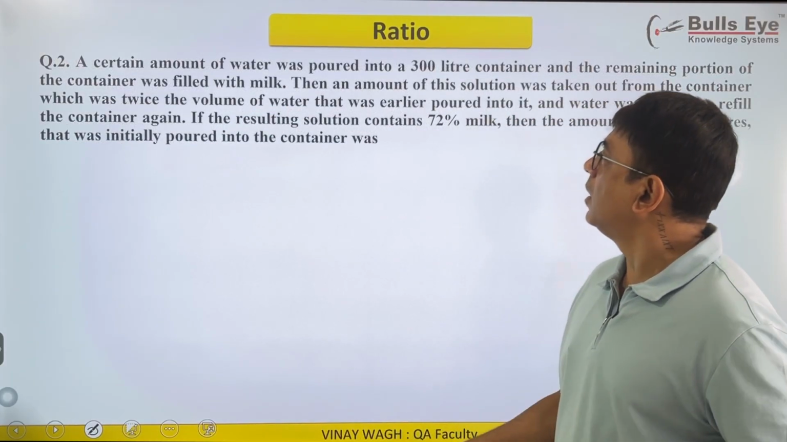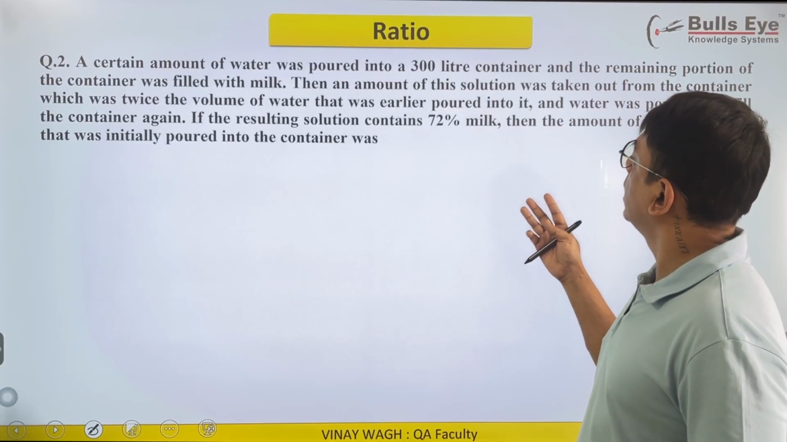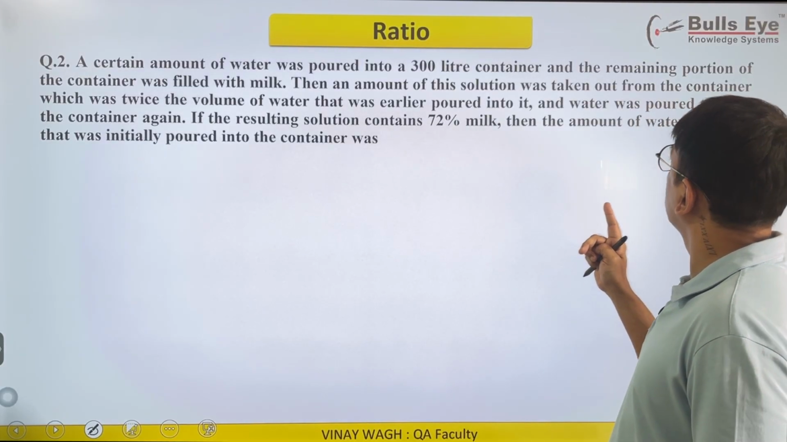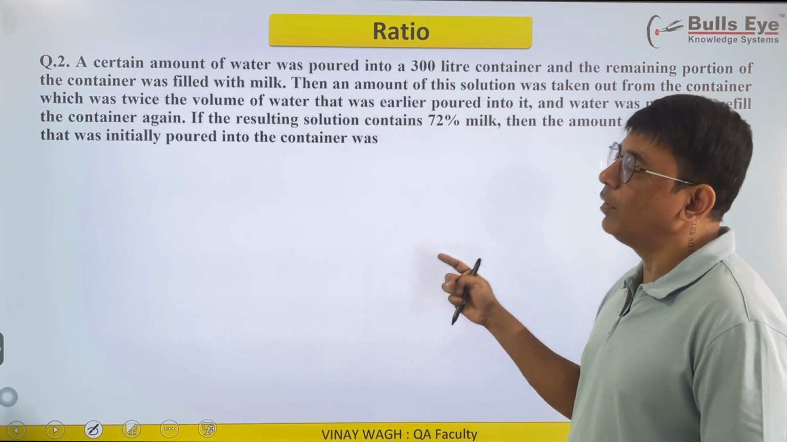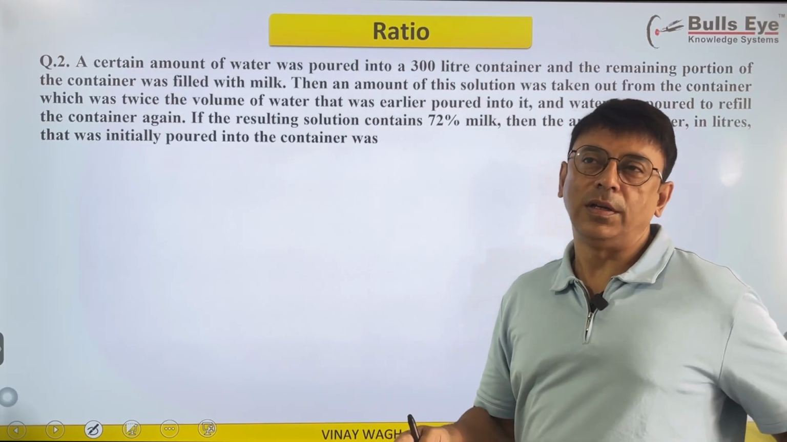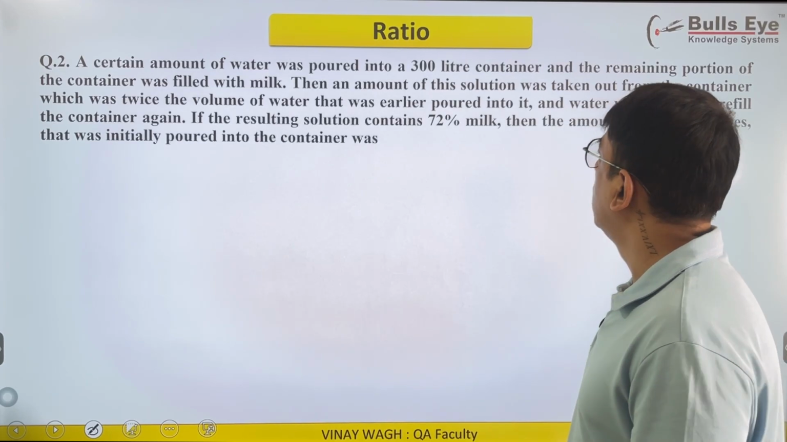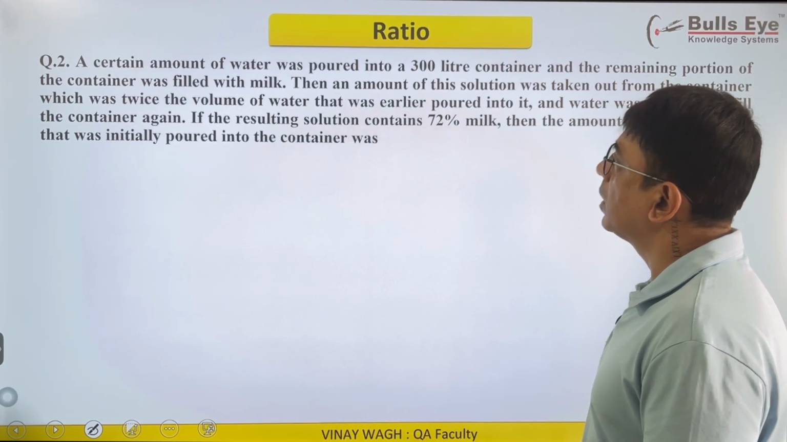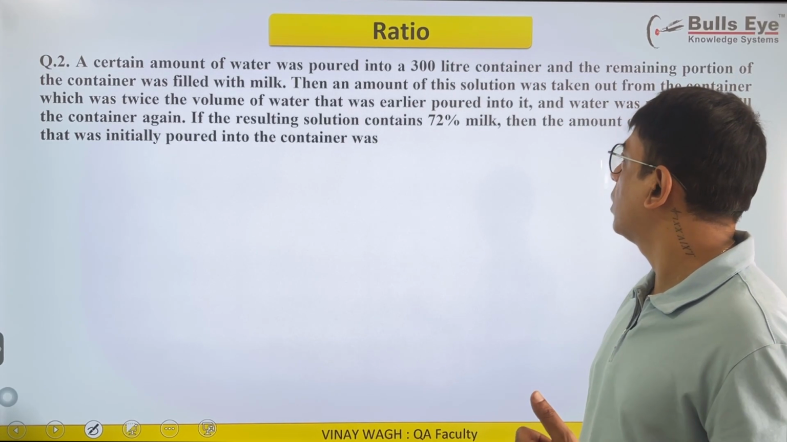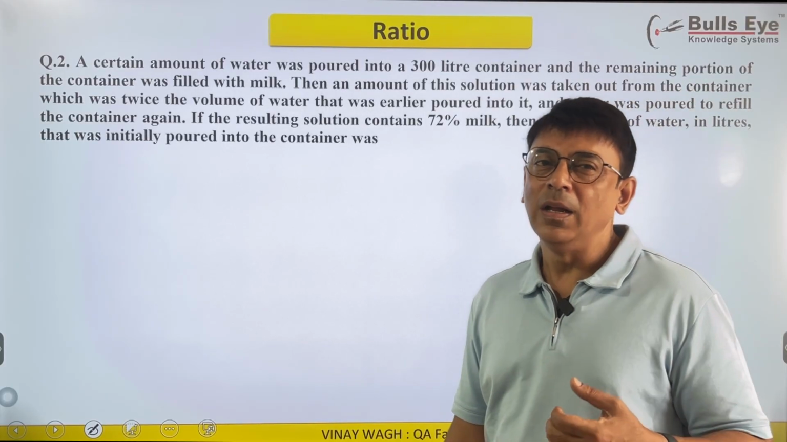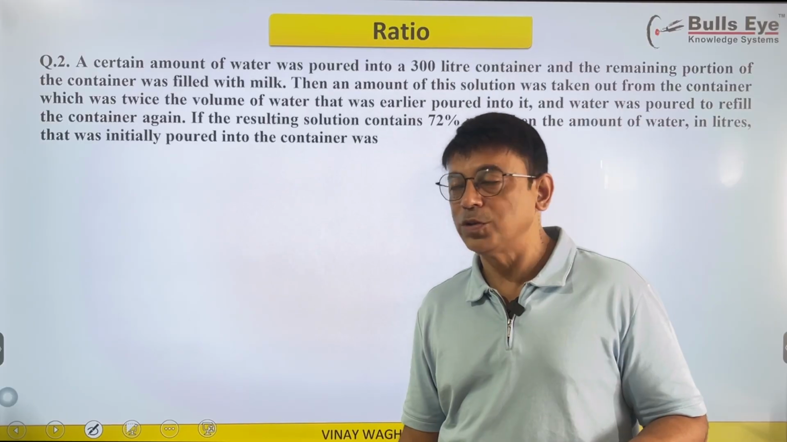Next, a container has water in 300 liter mixture. An amount of water was poured in, making a 300 liter mixture, and the remaining portion was filled with milk. So 300 liters in the form of milk and water. We don't know how much is milk and how much is water. An amount of this solution was taken out from the container, which was twice the volume of the water that was earlier poured in, and water was poured to refill the container again. A typical replacement kind of question.